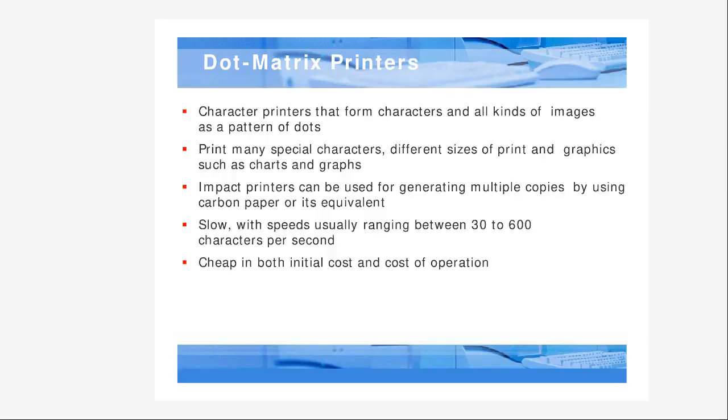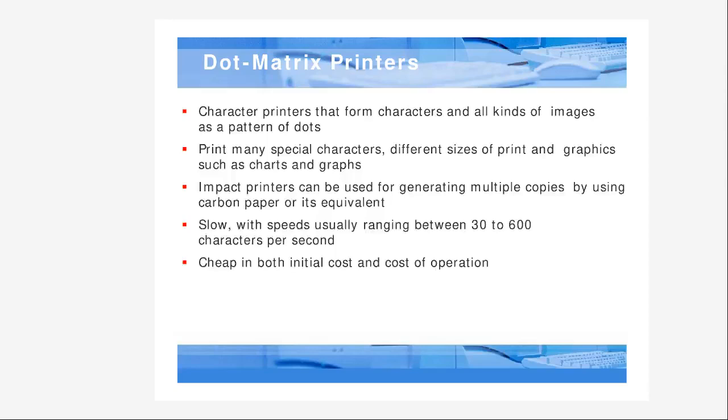Slow speed. Why? Because it prints only one character at a time. That's why speed is slow, usually ranging between 30 to 600 characters. You must remember that. So how many characters will be printed by the dot matrix printer? 30 to 600 characters per second. एक second में कितने सारे character print हो पाएगा? 30 to 600. Cheap in both initial cost and cost of operation.